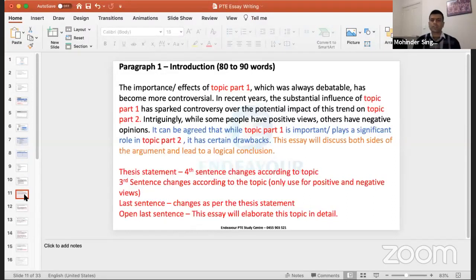Now, what I want everyone to do, because you have joined me because you want to score a good score in writing, and to have a good score in writing, you need good tools. So this is one of the good tools, which is a template. This is our introduction paragraph. I want everyone to make notes in your notebooks, please. The whole slide, whatever you see on this slide.